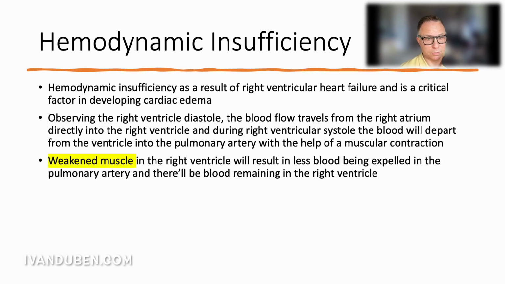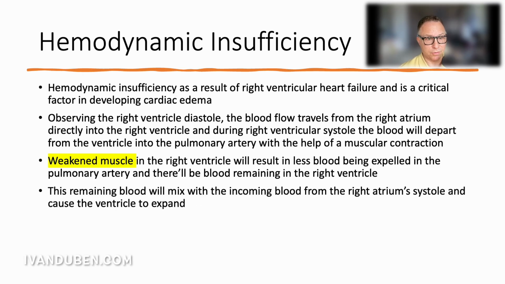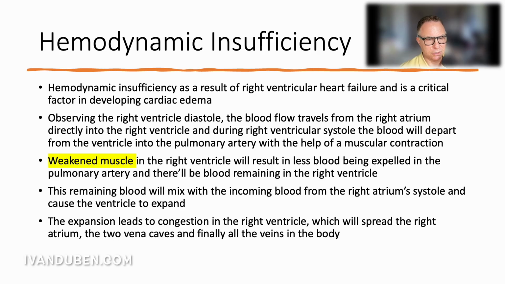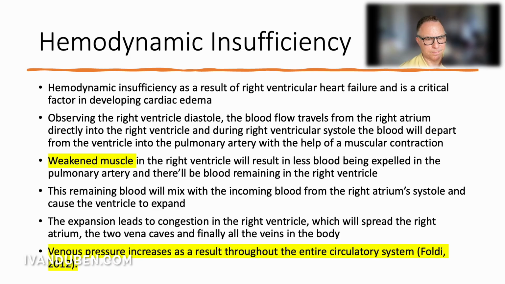Weakened muscles in the right ventricle will result in less blood being expelled into the pulmonary artery, and there will be blood remaining in the right ventricle. This remaining blood will mix with the incoming blood from the right atrium systole and cause the ventricle to expand. The expansion leads to congestion in the right ventricle, which will spread to the right atrium, the two vena cavas, and finally all the veins in the body as a response. Venous pressure increases as a result of the entire circulatory system.